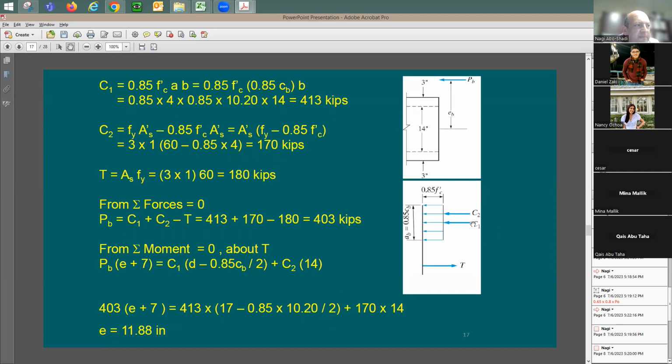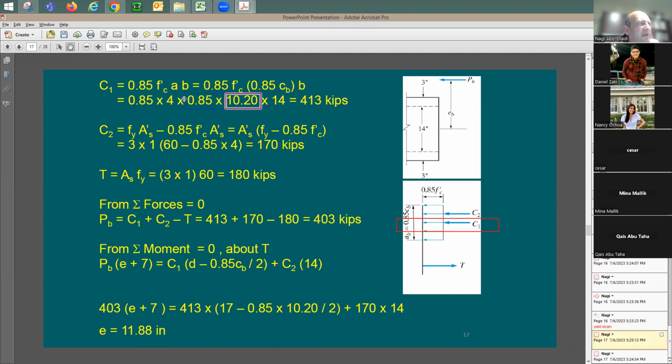First compression force, which is given in the concrete. Now I have the A depth, 0.85 C sub B, right? This is giving the A value, which is right here. The width of the web is going to be 14 inch times 0.85 prime C, right? Actually, the whole thing here is going to be your A, 0.85 times C sub B. Now I have the first compression force.